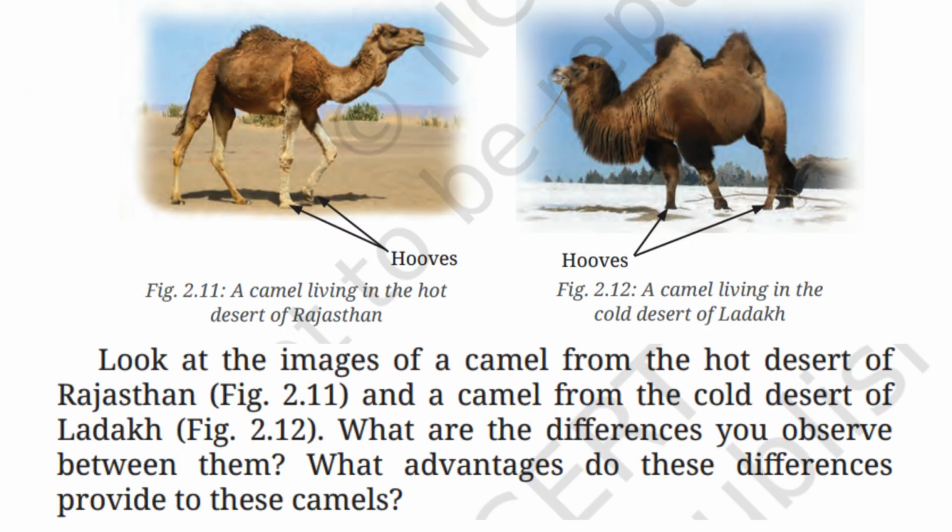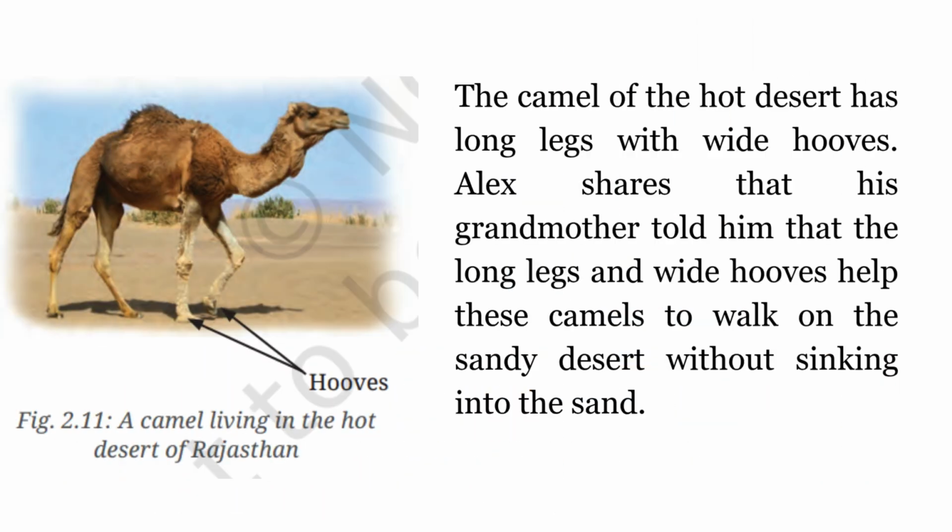Let's continue reading. Look at the images of a camel from the hot desert of Rajasthan and a camel from the cold desert of Ladakh. What are the differences you observe between them? What advantages do these differences provide to these camels? The camel of the hot desert has long legs with wide hooves. Alex shares that his grandmother told him that the long legs and wide hooves help these camels to walk on the sandy desert without sinking into the sand.